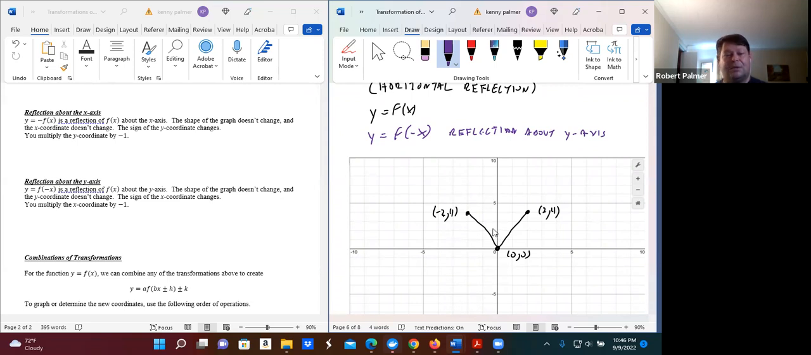What I'm going to do is not change my y-coordinates. I will multiply my x-coordinates by -1, basically change the signs of my x-coordinates. Once again, at 0, 0, x is 0, so -0 is still 0. This still stays exactly where it is.